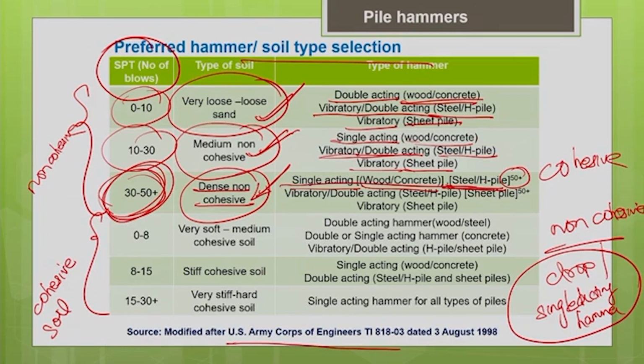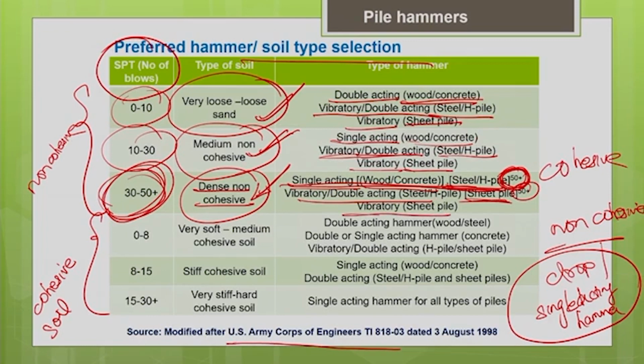Generally for steel piles, we recommend double acting hammer only, but when the number of blows is more, it indicates more densified sand. In that case, you can go for single acting hammer for steel pile. And for the sheet pile also, when the number of blows is more, 50 plus, you can go for double acting hammer instead of just vibratory hammer.